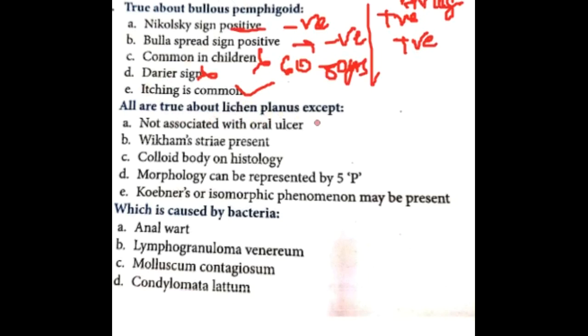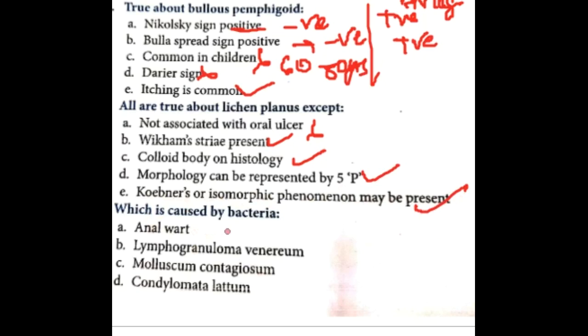All are true about lichen planus except. Not associated with oral ulcer. No, lichen planus can be associated with oral ulcer. Wickham striae are present in lichen planus. Colloid bodies on histology are seen in lichen planus. Morphology can be represented by 5 Ps. And Koebner's or isomorphic phenomenon may be present in lichen planus.